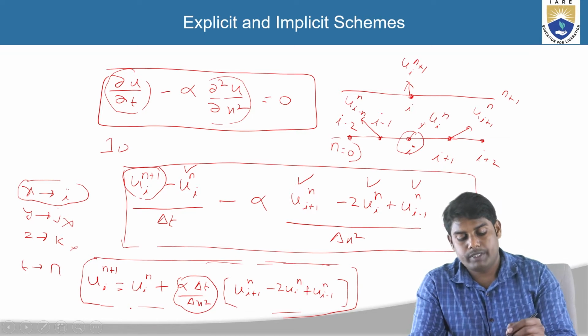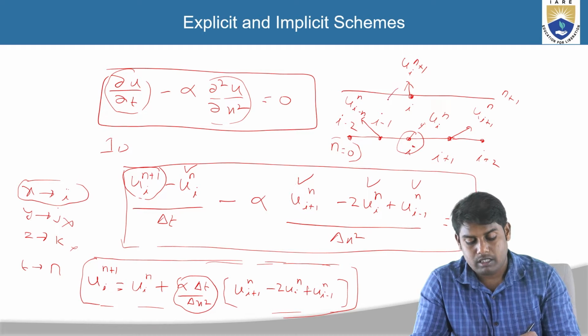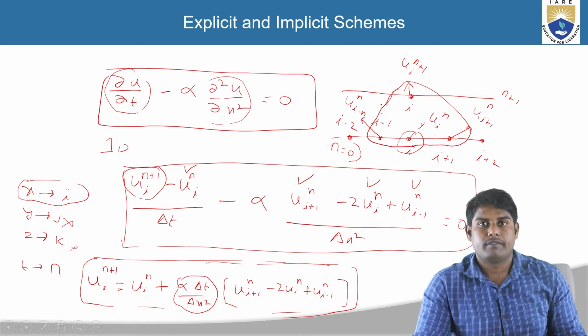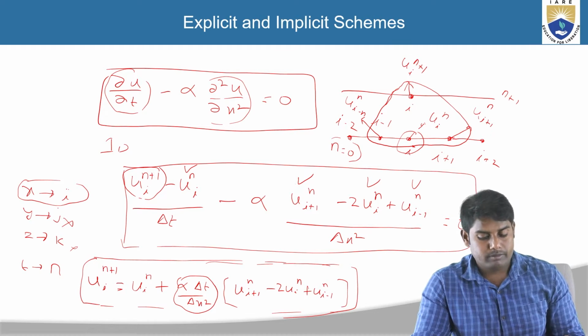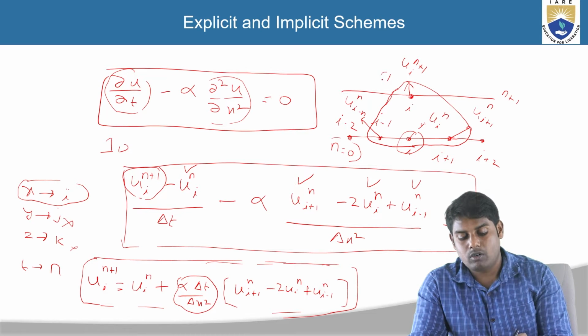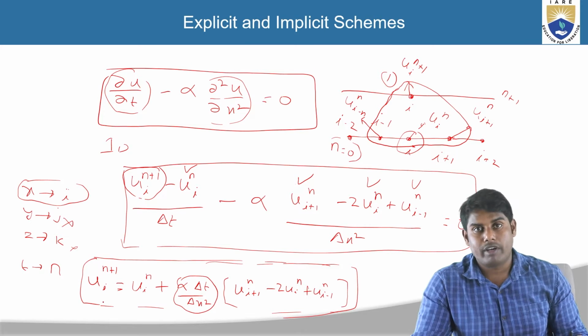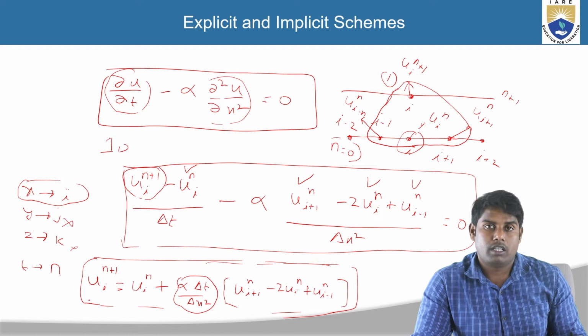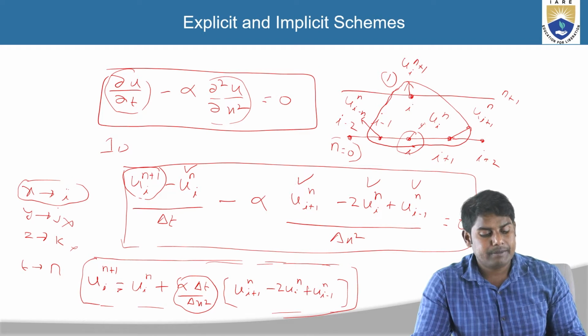So these are the terms which are involved here. From this expression you can see that there is only one unknown value, and the remaining three are known values. So it is very easy to calculate the value of u of i to the power of n plus 1. This is basically a one-dimensional diffusion equation.